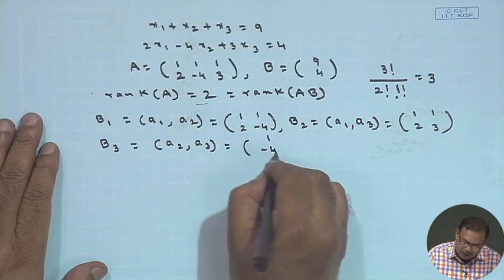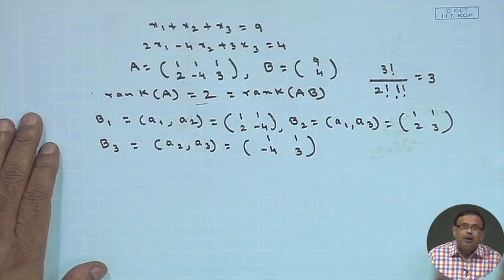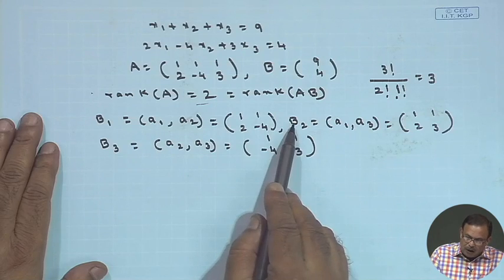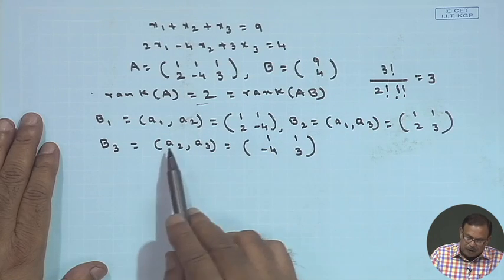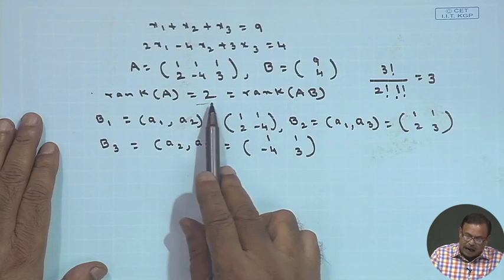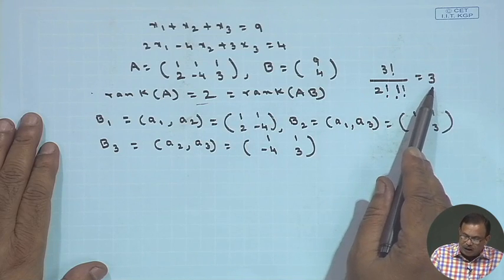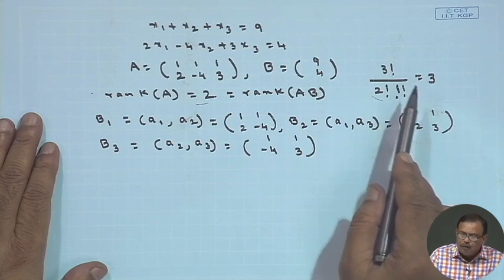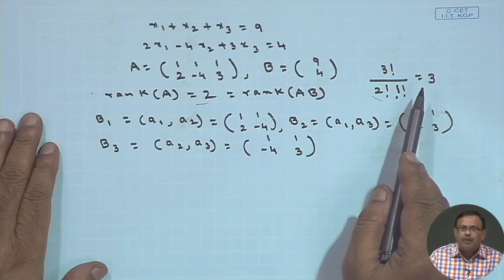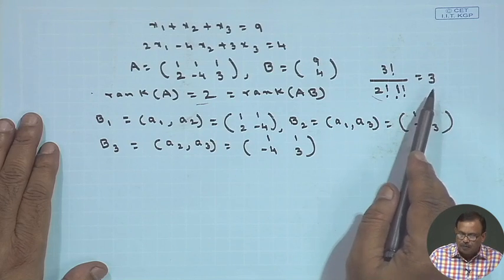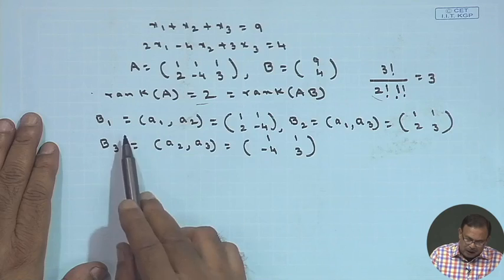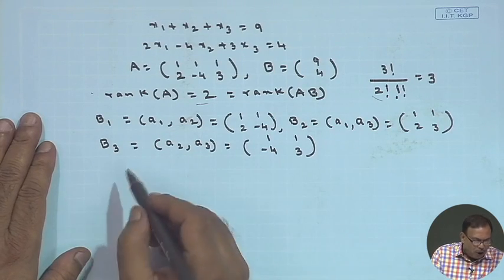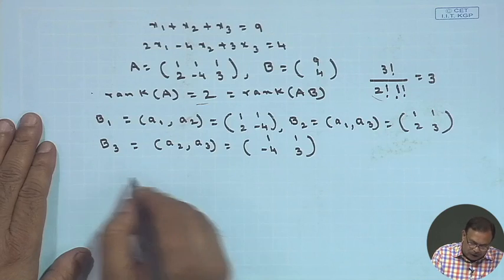This is 1 minus 4 and 1 3. So, if you see, I am obtaining these basic solutions B1, B2, B3 like this. Since the rank was 2, the maximum number of basic solutions I can obtain using the formula factorial n by factorial m into factorial n minus m is equal to 3. So, I obtain B1, B2 and B3 like this. So, what can be the basic solutions now?